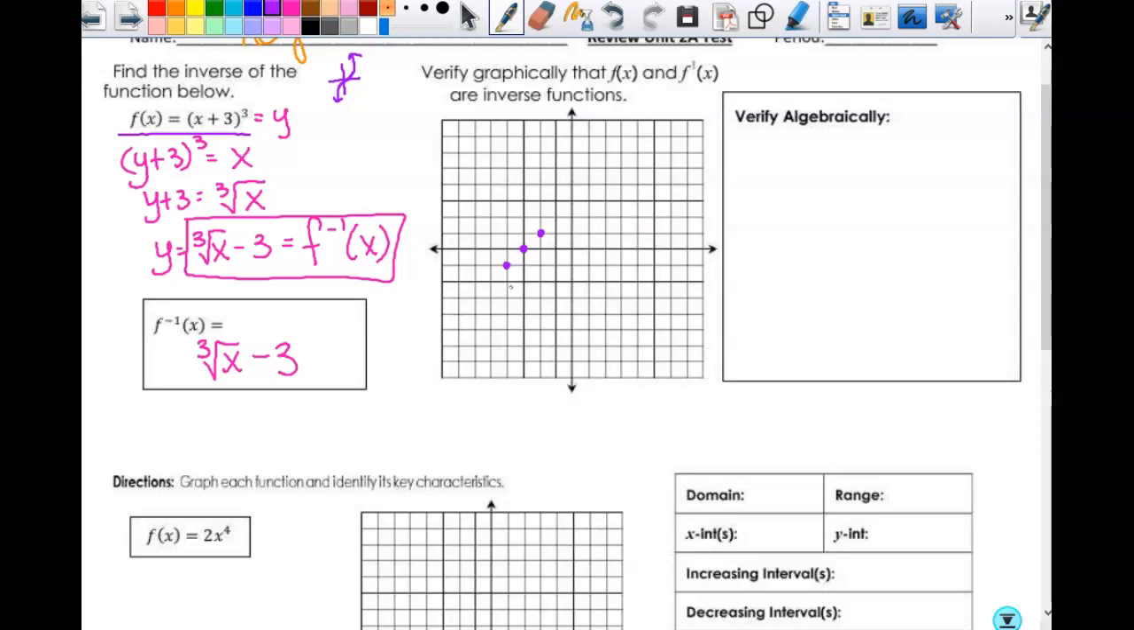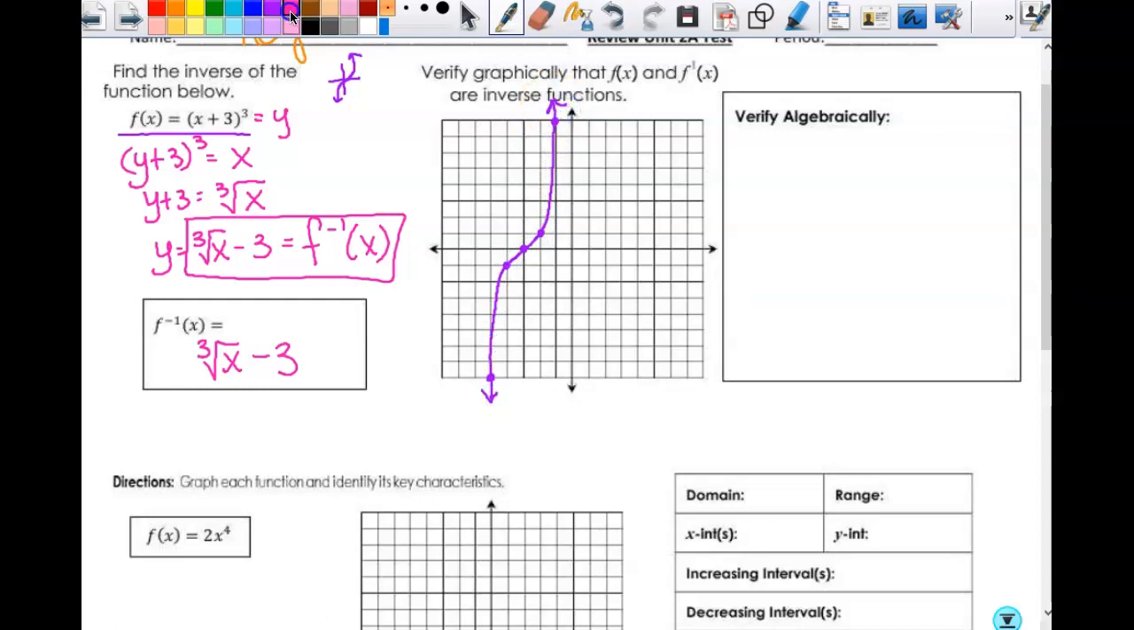So for my parent function, I would have been at 2, 8. So 2, 4, 6, 8. And then I translate to the left 1, 2, 3. Which means, using symmetry, I'd be down over here. So here is my original function, with all of the pertinent points plotted.